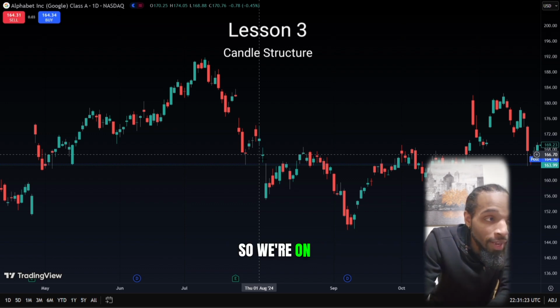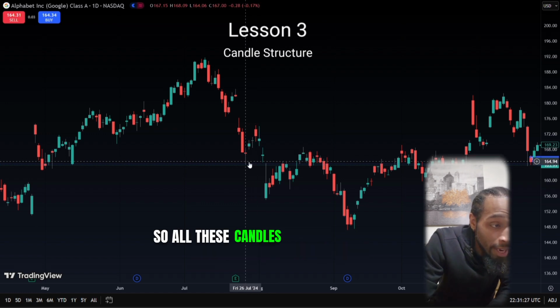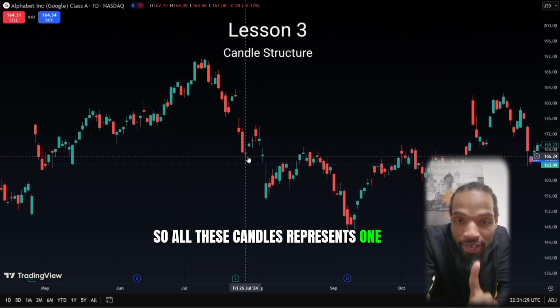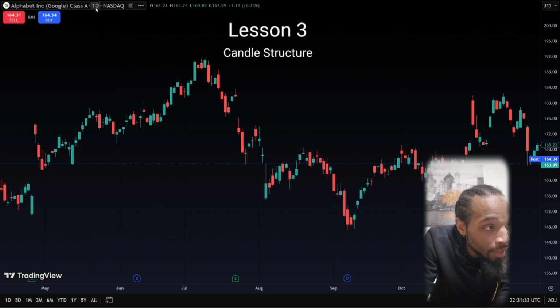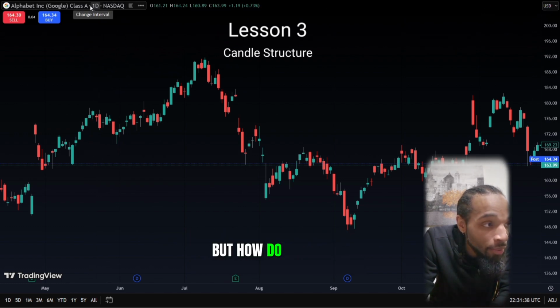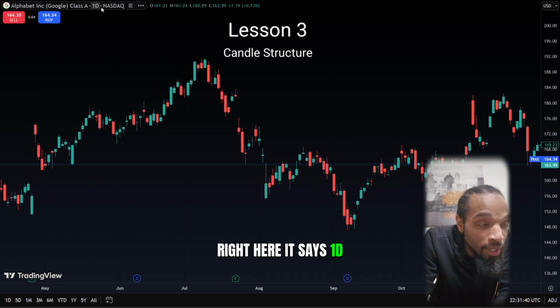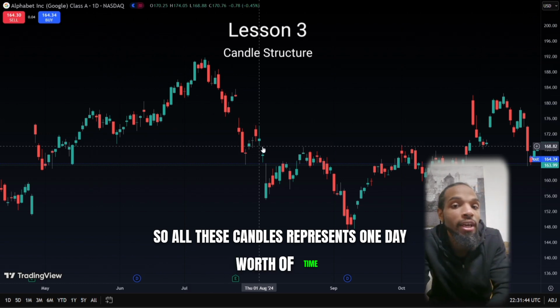So we're on a daily time frame. All these candles represent 1 day's worth of time. How do I know that? It says it right here, and I'll get into changing the time frames a little later on. Right here it says 1D, that means 1 day. So all these candles represent 1 day's worth of time.